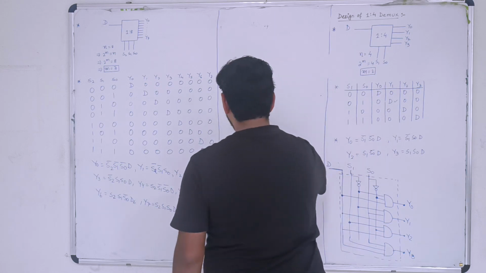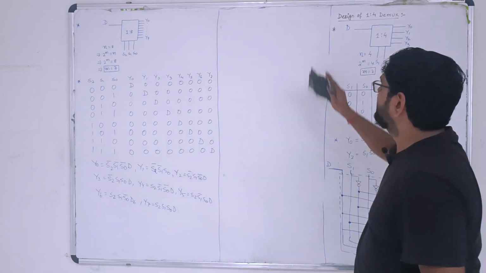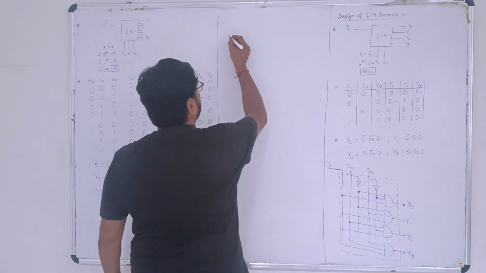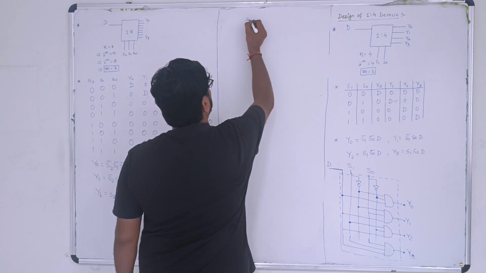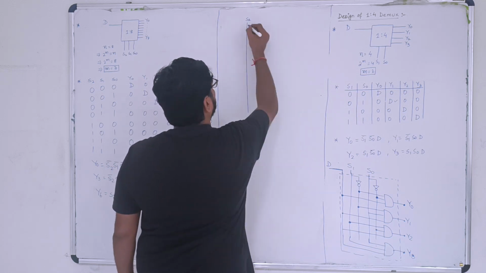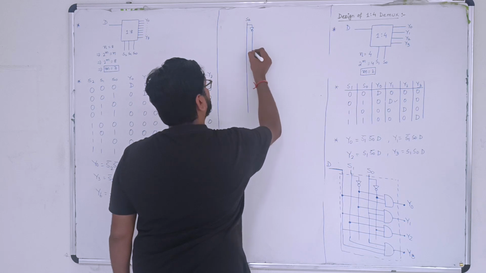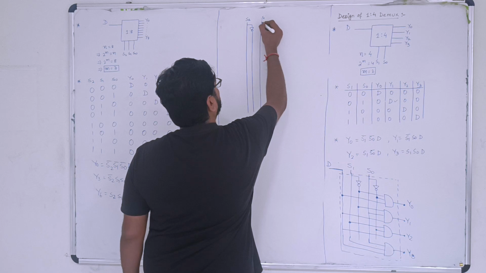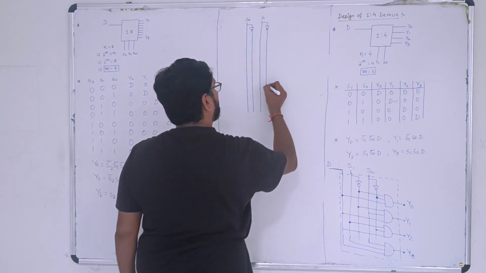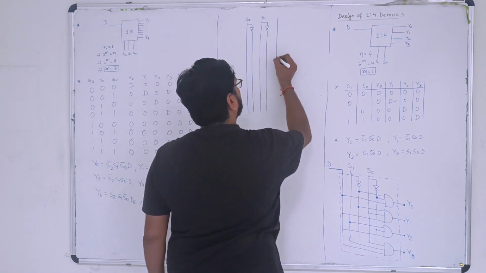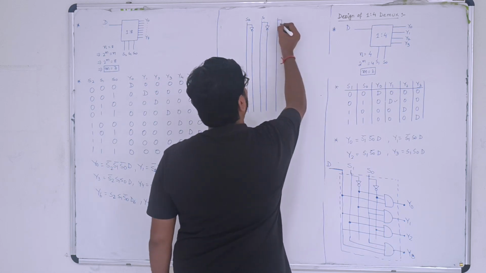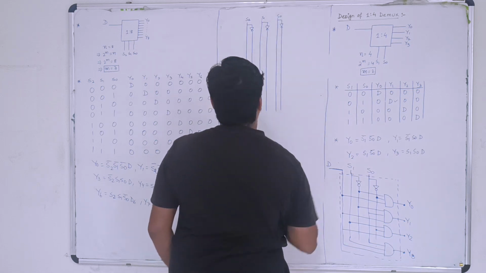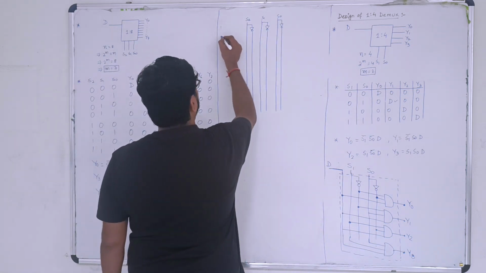reduced form. Now once they are in reduced form, the next step is to draw the diagram. We'll do the same thing that we were doing previously. We'll take first S2, keep the negation of S2, then S1, have the negation of S1 by putting a NOT gate, then S0 and put the negation of that one. Now once you are done with this, we'll take a D line.